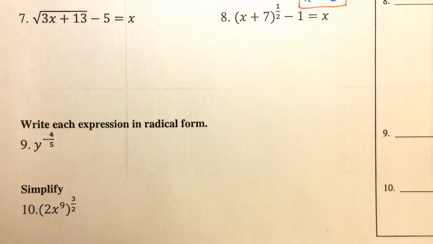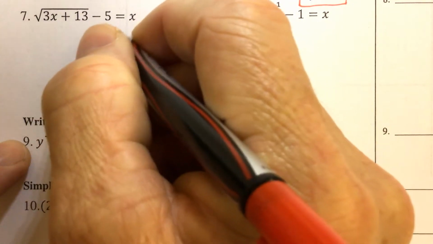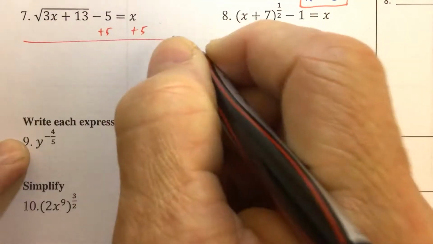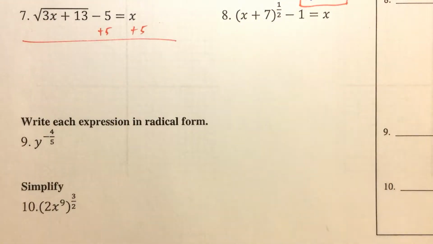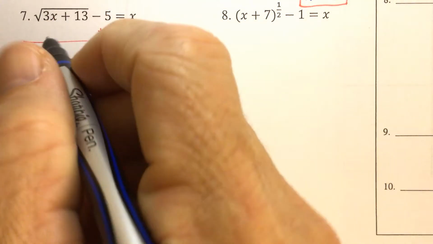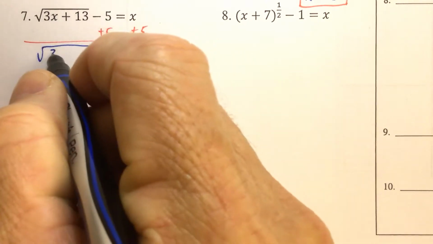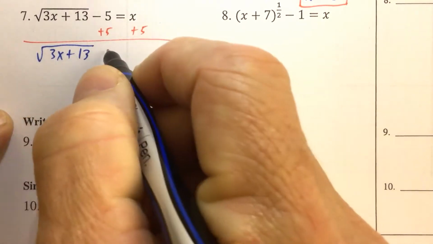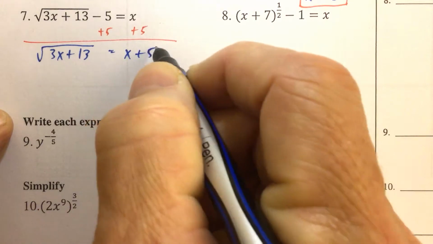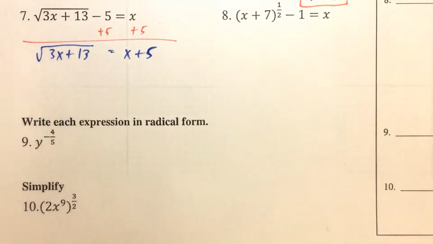Okay, so problem 7, we want to isolate the radical. That's the number 1 step. Isolate the radical. Doing that, we're going to add 5 to both sides. We get 3x plus 13 under the radical and x plus 5 over here on the right hand side.